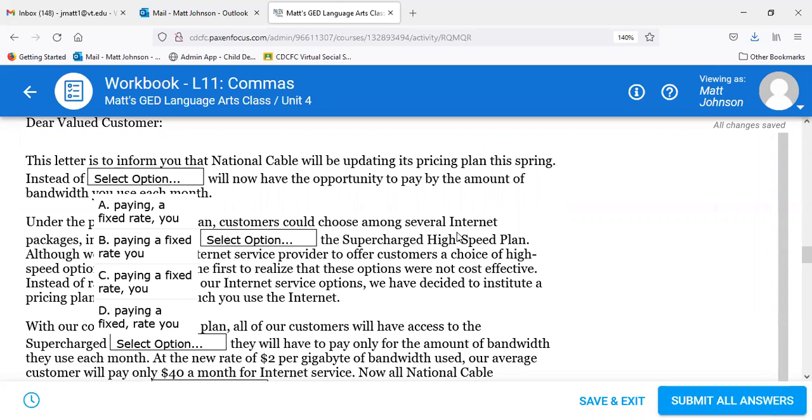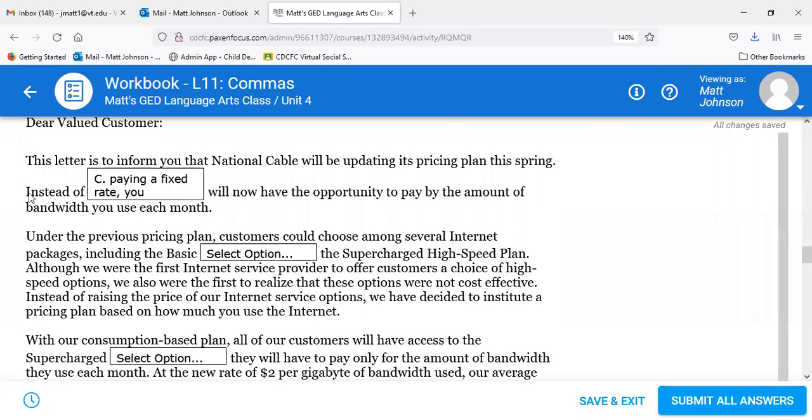Okay. I think maybe A. I think the answer is C. It's going to be C, because we have an introductory clause right here. Yep. So instead, that's another one of those words to look for an introductory statement.